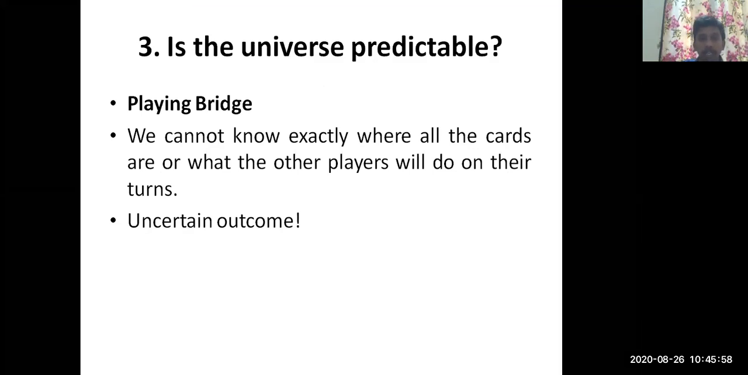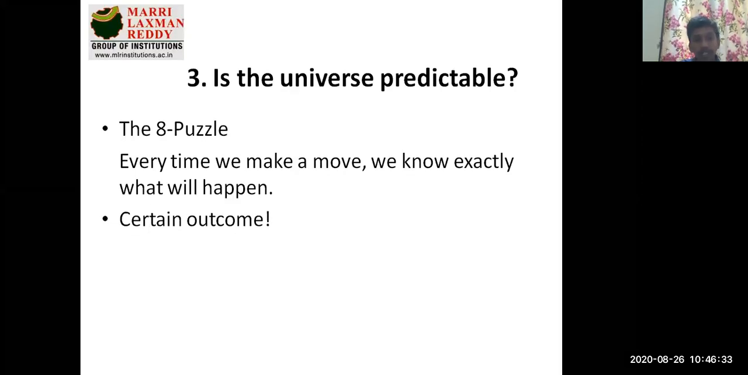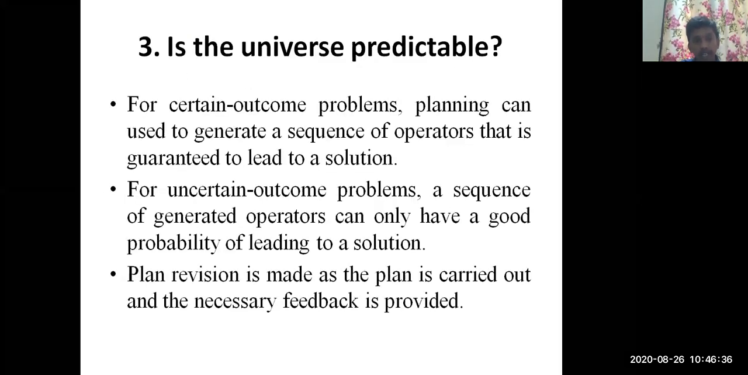Yeah. So one more example, as part of problem solving in AI, is playing a bridge game. We cannot know exactly where all the cards are or what the other players will do on their turns. You also know this as part of playing cards. Whenever you're playing cards, you don't know what the actual move of the other person will be. You can put an ace card or you can put a king card. So this is not an exactly given solution, right? It depends. That is why we call it an uncertain outcome. So this is an example for a certain outcome and this is for an uncertain outcome.